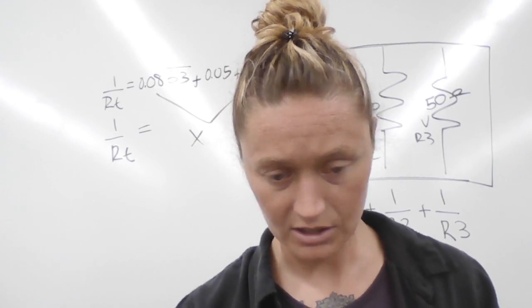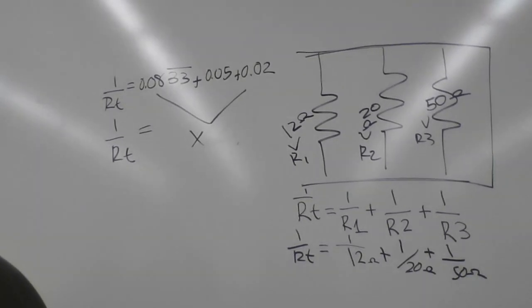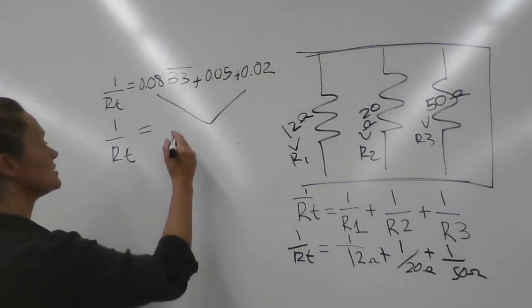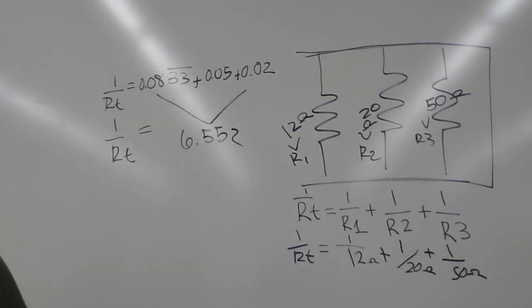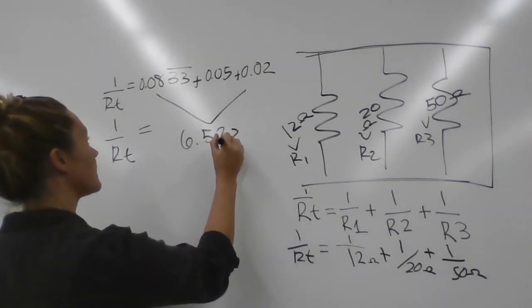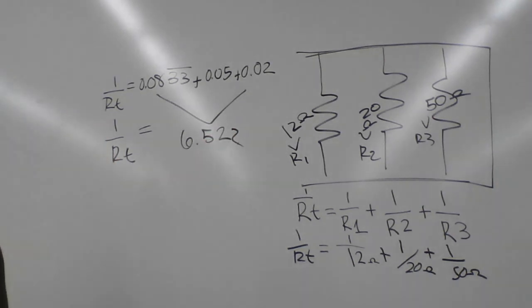I gotta find my calculator again. 6.522. Okay, Hans Solo says it's 6.52. 6.522. Okay. That's not right. That's not right, is it?